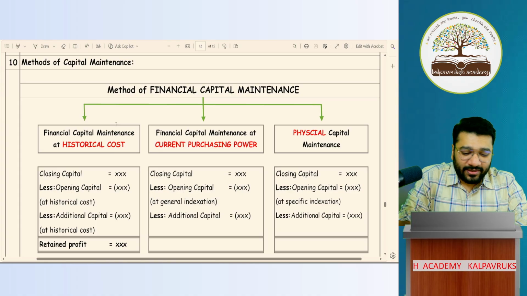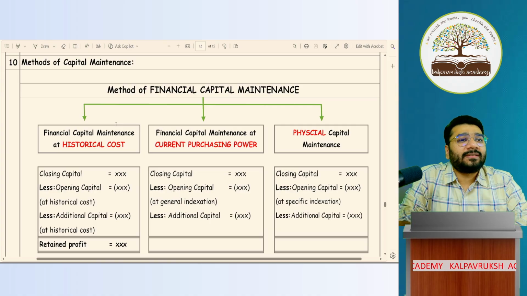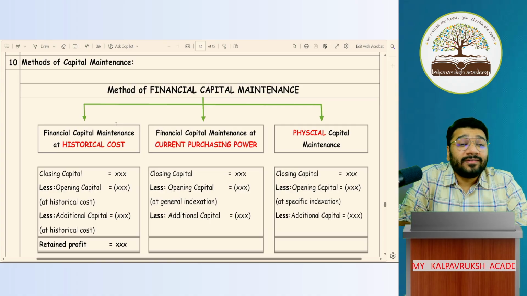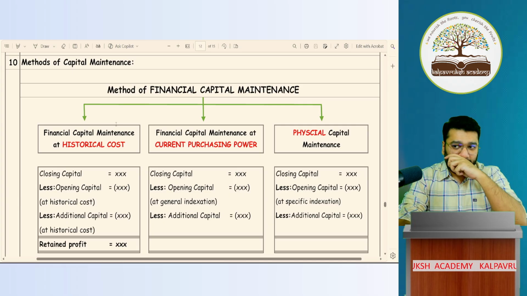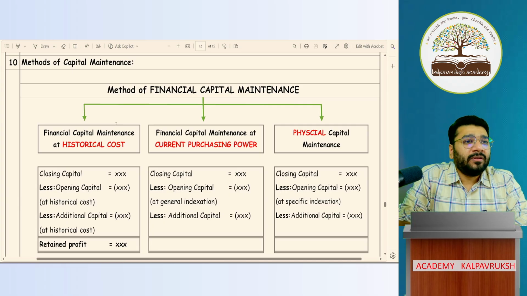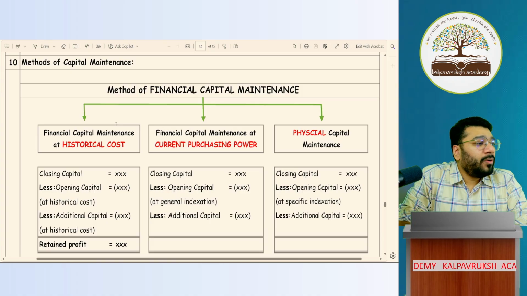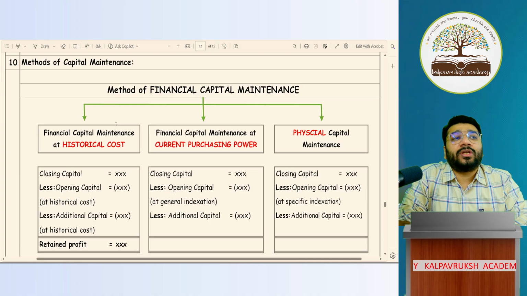Thank you so much. So, guys, we're doing this chapter called Framework for Preparation and Presentation of Financial Statement. In the morning session, what did we learn? We studied the fundamental accounting assumptions that we follow while preparing the financial statement.